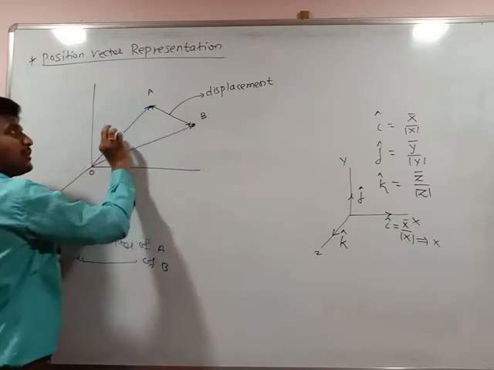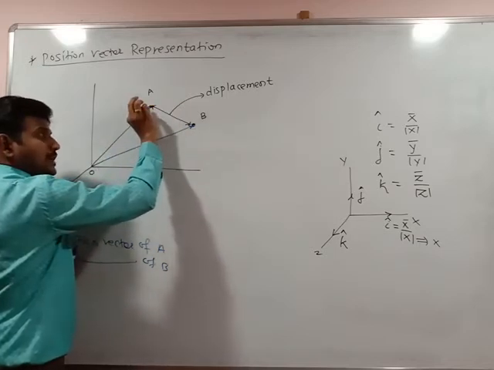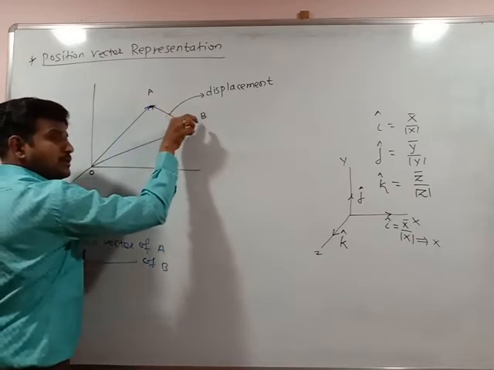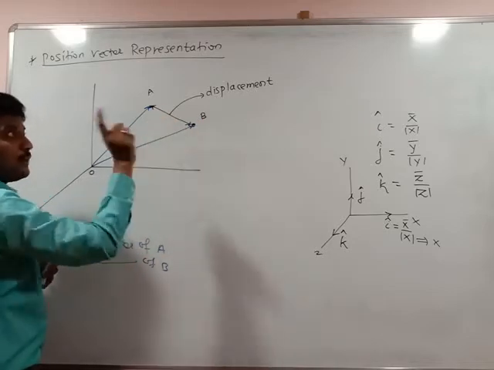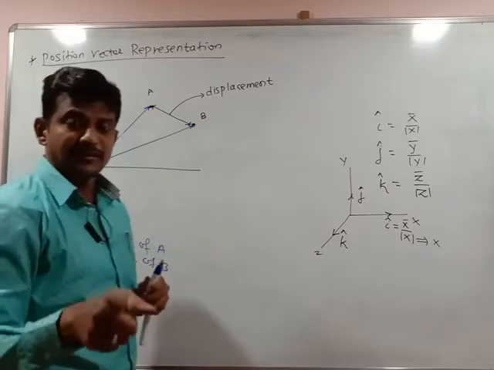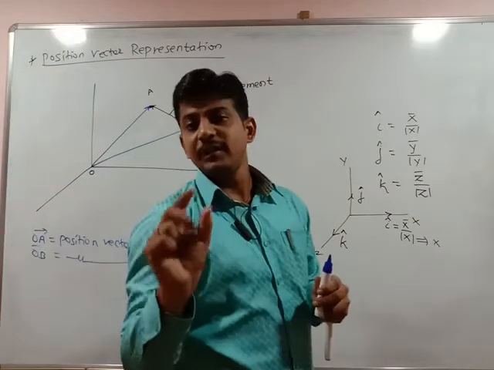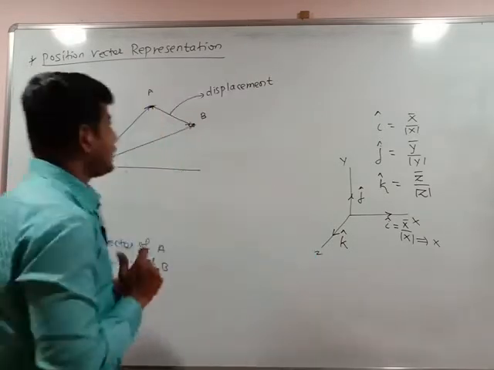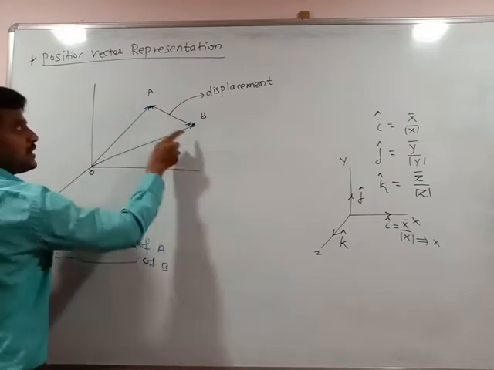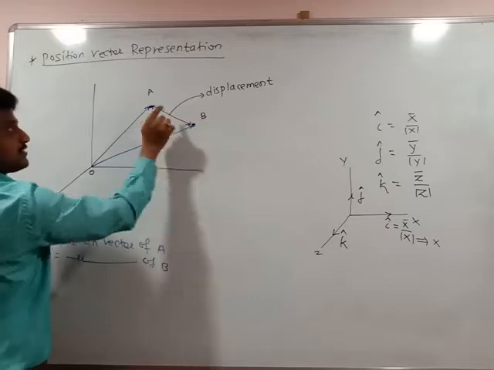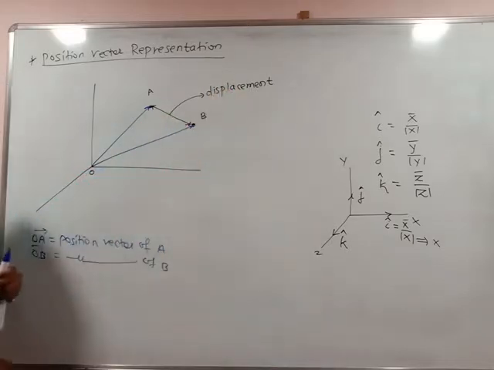The ball is reaching some position A. After a certain interval of time, the ball is reaching position B. So what is the exact displacement of the ball between these two positions? We know the definition of displacement is the shortest distance between the initial and final point. This is the long distance. This is the shortest distance between the two points. It is said to be a displacement vector.